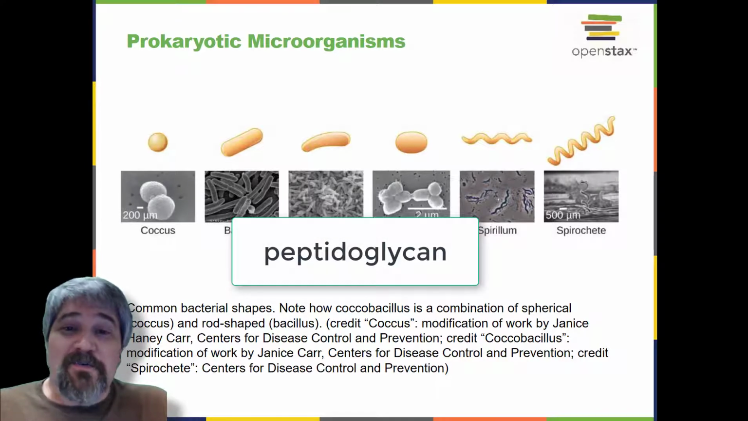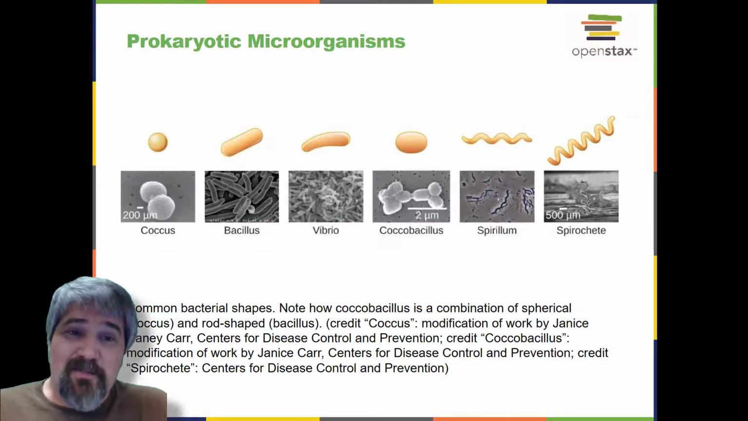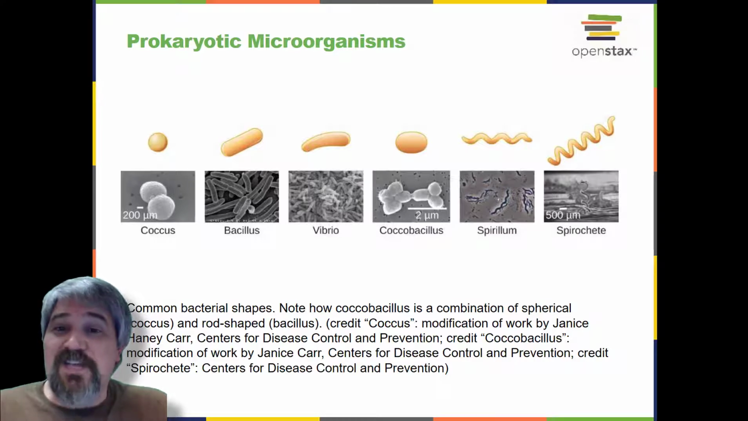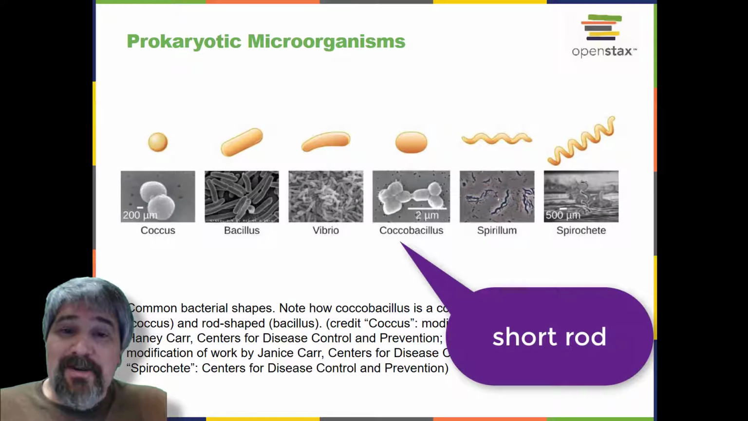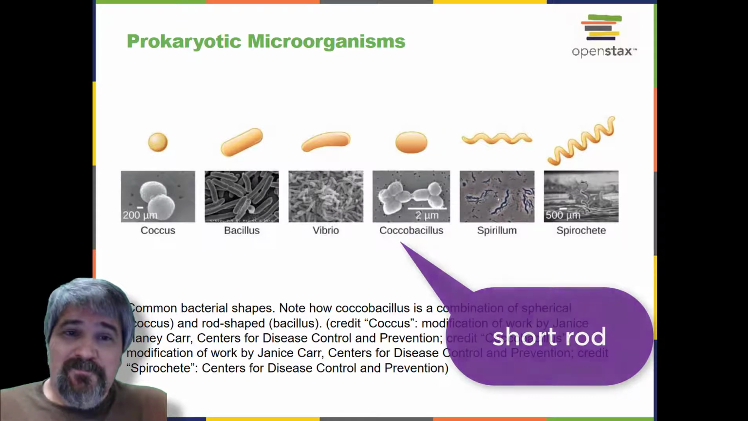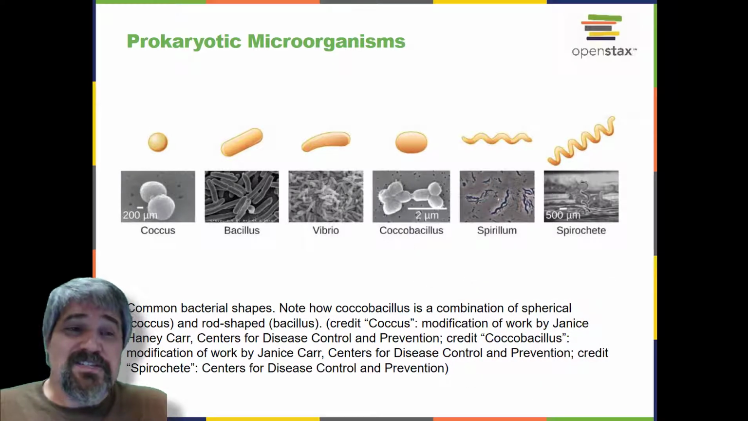Bacteria are often described in terms of their general shape. Common shapes include spherical, the coccus, rod-shaped, bacillus, or curved, spirillum, spirochete, or vibrio. This figure shows examples of these shapes.